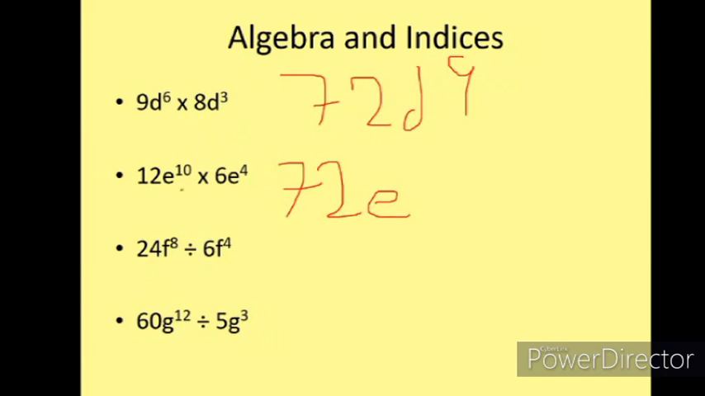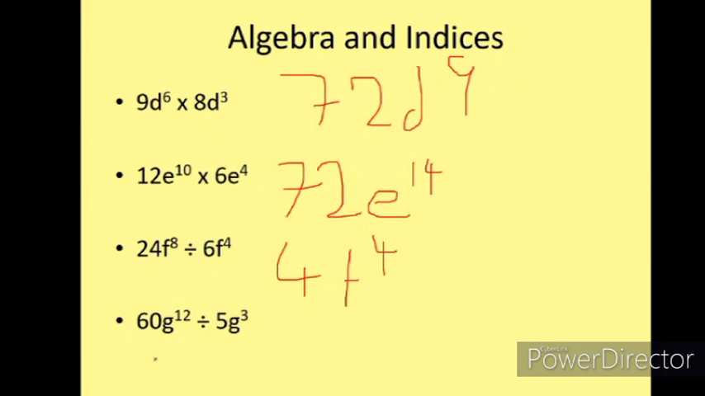I'm doing it with an e. And because I'm multiplying them, I'm adding. 10 plus 4 is 14. Now I'm dividing this time. So I have to do 24 divided by 6, which is 4. And I'll do 8 minus 4, which is 4. So it's going to be 4f to the power of 4.